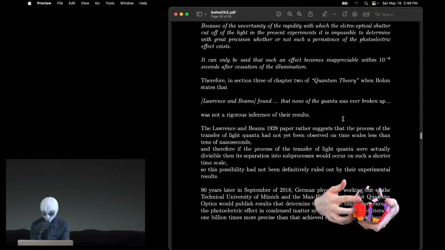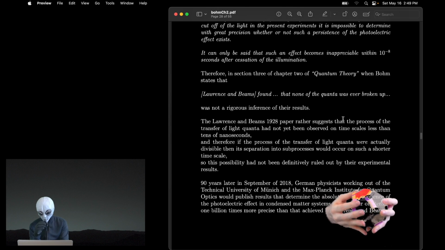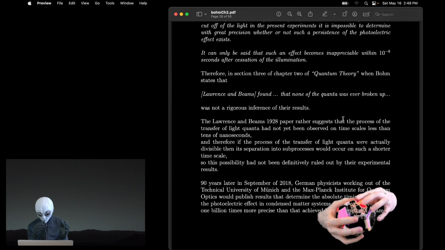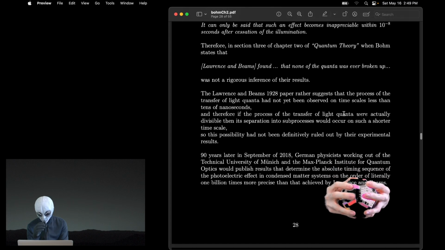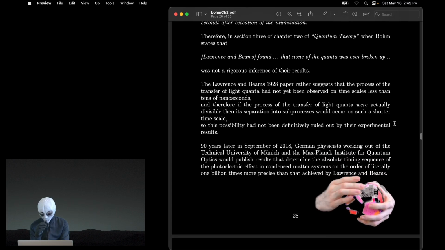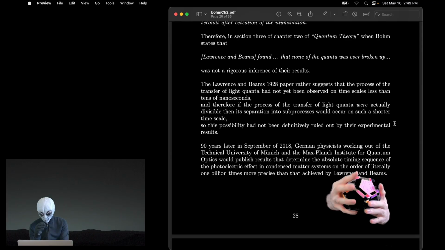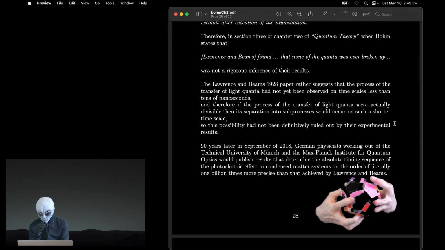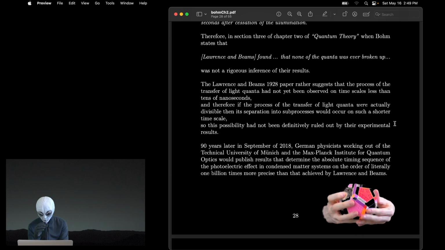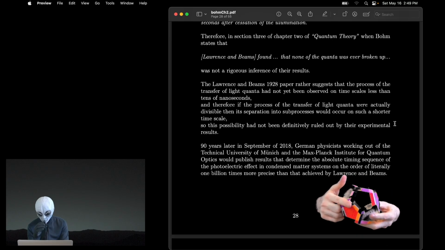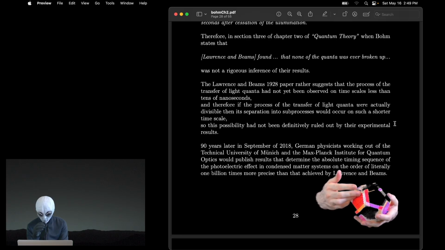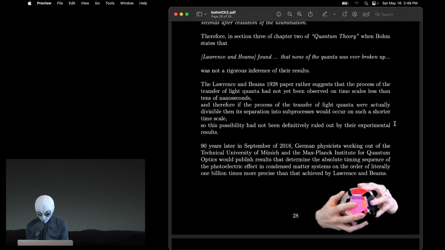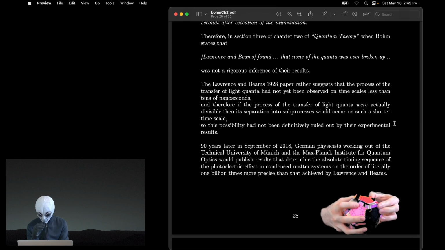Therefore, in Section 3 of Chapter 2 of Quantum Theory, when Bohm states that Lorentz and Bohm found that none of the quanta was ever broken up, this was not a rigorous inference of their results. The Lorentz and Bohm 1928 paper rather suggests that the process of the transfer of light quanta had not yet been observed on timescales less than tens of nanoseconds, and therefore if the process of the transfer of light quanta were actually divisible, then its separation into sub-processes would occur on such a shorter timescale, so that this possibility had not been definitively ruled out by their experimental results.